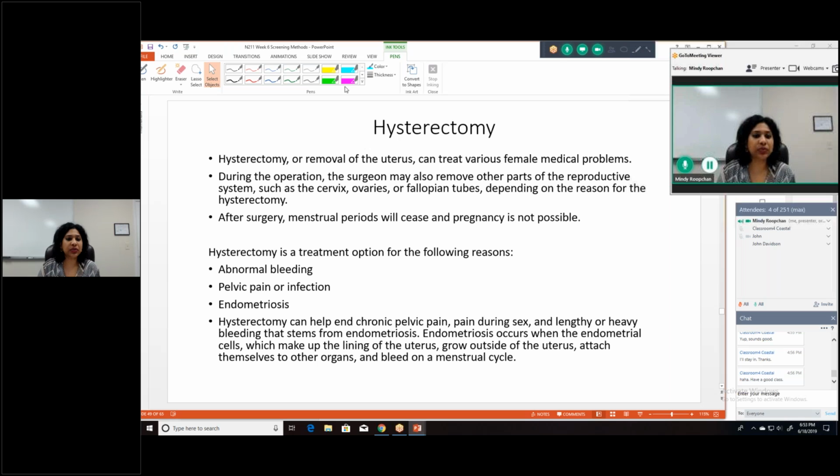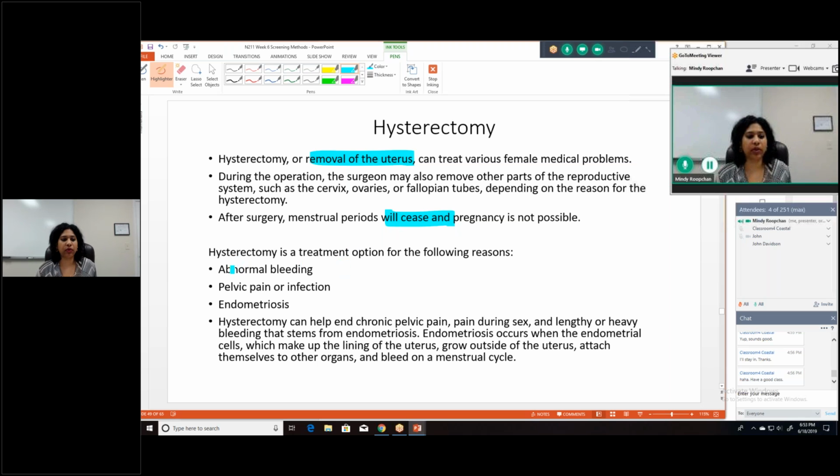So for hysterectomy now, removal of the uterus can treat various medical problems for females. During the operation, the surgeon may also remove other parts of the reproductive system, cervix, ovaries, fallopian tubes, depending on why they're doing the hysterectomy to begin with. After surgery, menstrual periods are going to cease. Pregnancy is not possible.